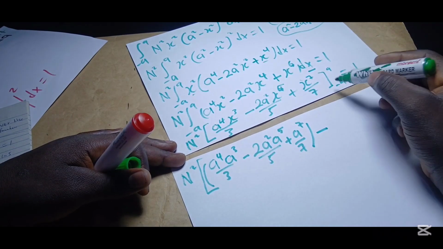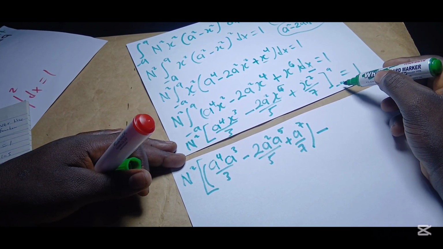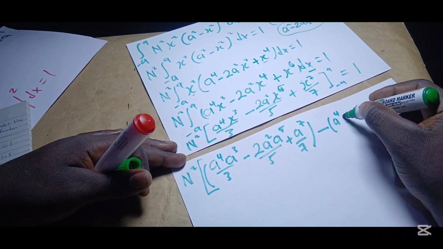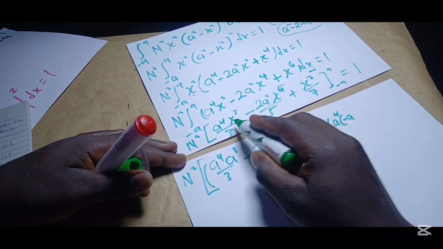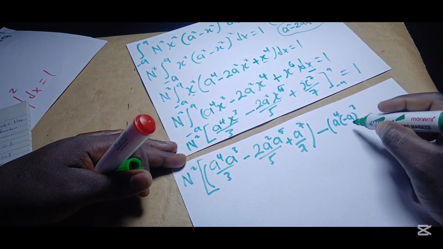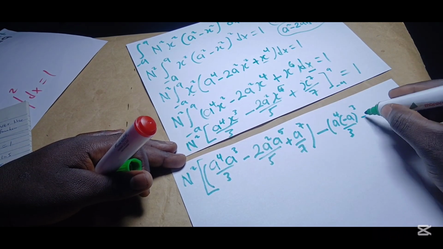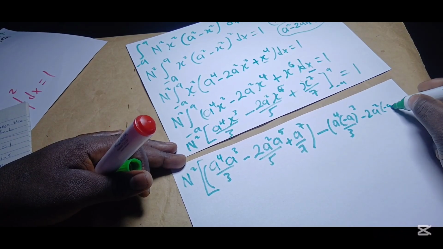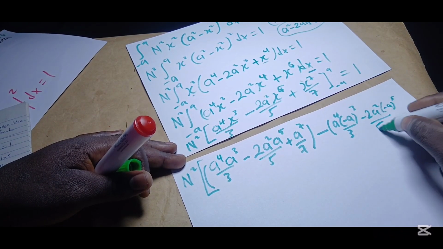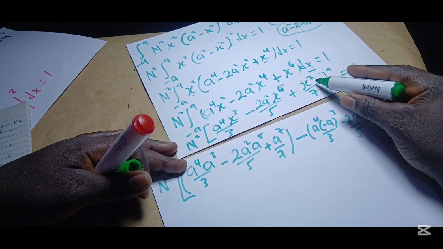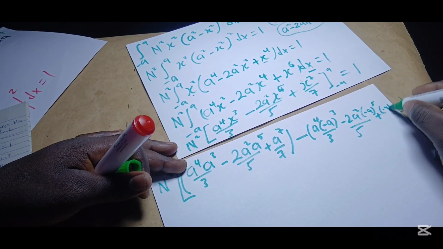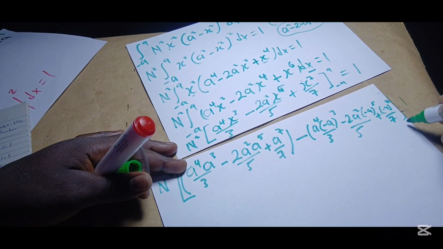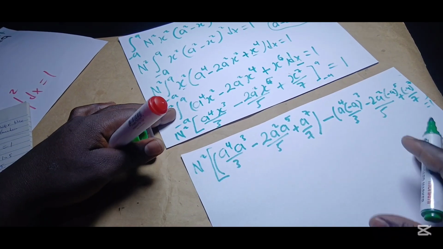Then minus, we now put in the lower limit. Wherever we see x, we put in minus a there. So a to the power 4 and then minus a, x to the power 3 becomes minus a to the power 3 all over 3. So minus 2a to the power 2, x to the power 5 becomes minus a to the power 5 all over 5. Then plus x to the power 7 becomes minus a to the power 7 all over 7, all in bracket, equal 1. So let's shift it here.